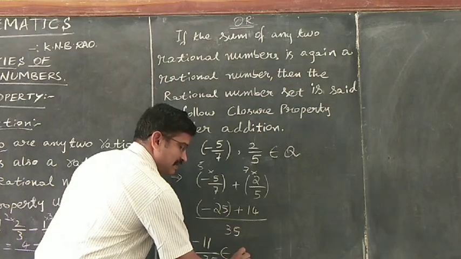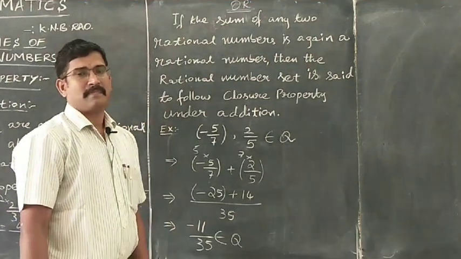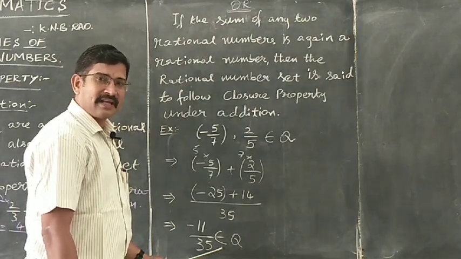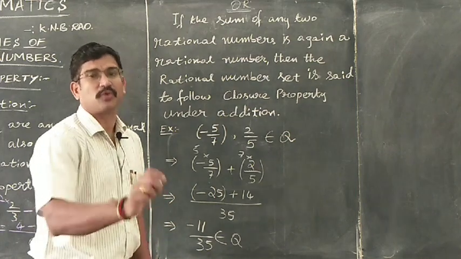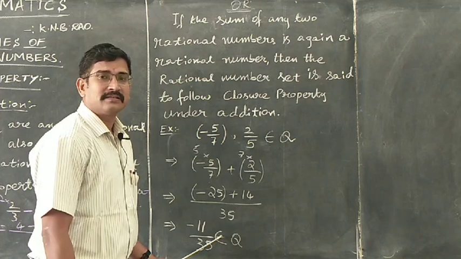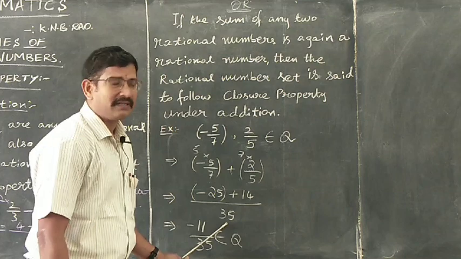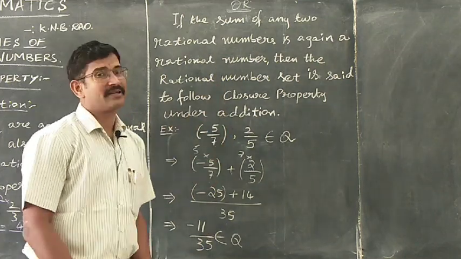Therefore, the rational number set contains the sum of all the rational numbers. All the means any two rational numbers. The rational number set contains the sum of any two rational numbers. Therefore, the rational number set follows closure property under addition. This is the generalized definition.